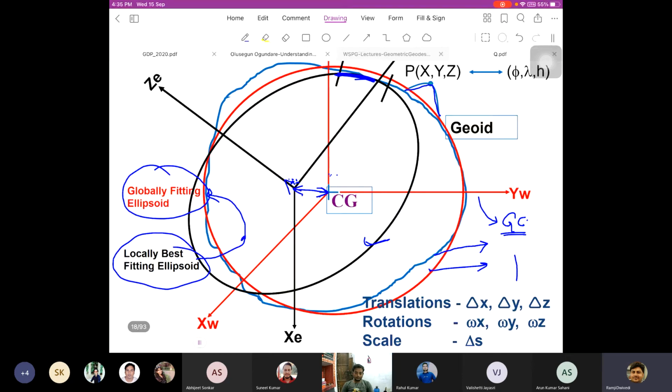You could see that if you reorient the x, y, z of the local ellipsoid with respect to the x, y, z of the world ellipsoid, you just have to reorient all these axes and shift so that the origin coincides with the center of mass of the Earth, or center of gravity of the Earth. That will only be possible after application of translation, rotation, and scale.